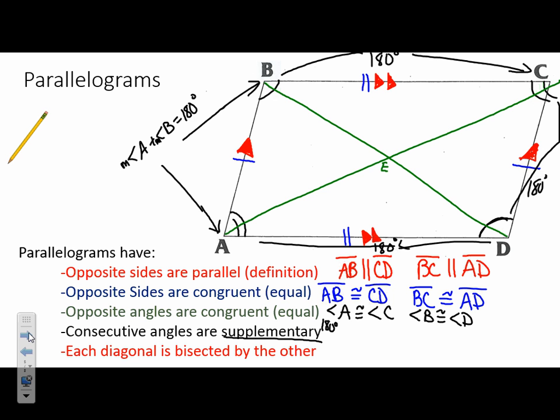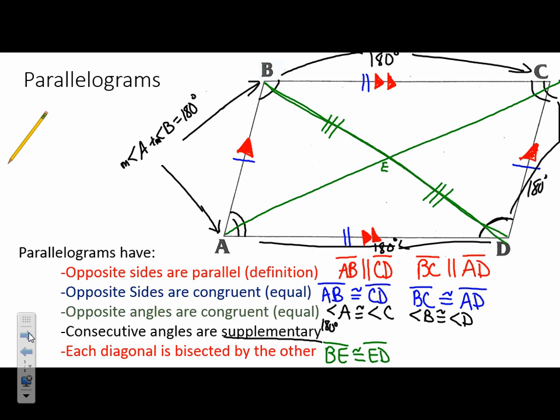What this means is when each diagonal is bisected by the other, bisected means cut in half. So that means B to D, that line right there, is cut in half by that point E in the middle. If I was going to put some slashes on my picture, this piece would be the same as this piece. So I would say BE is congruent to ED.